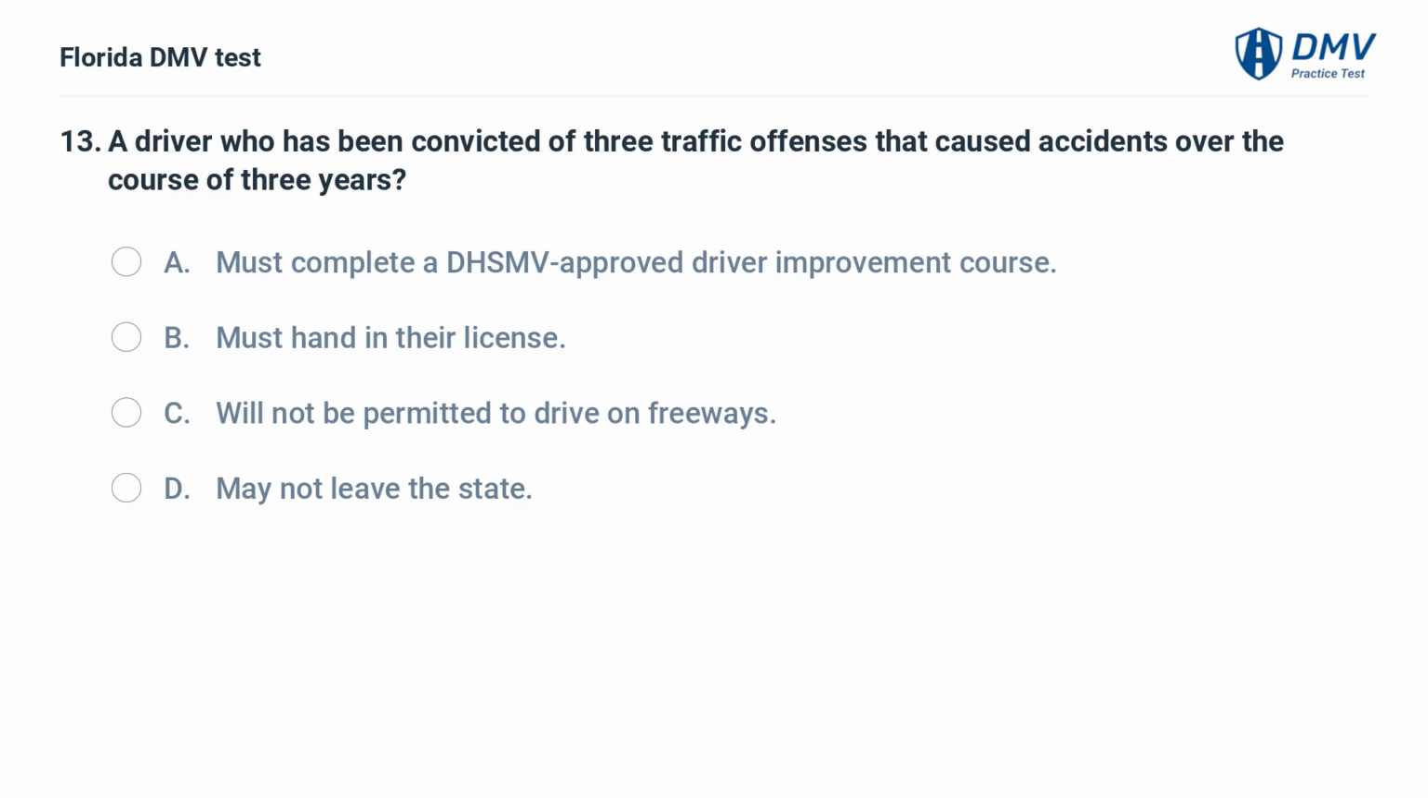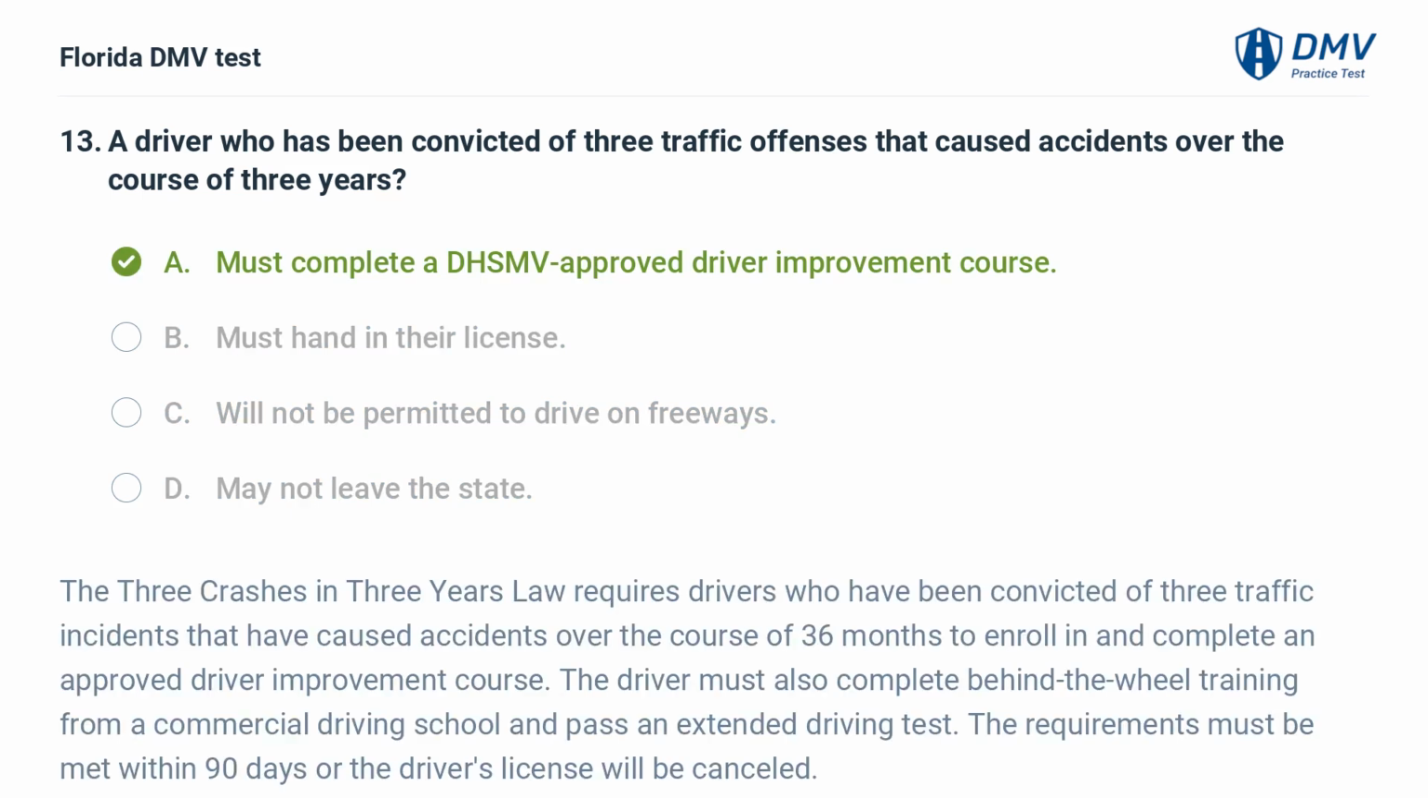A driver who has been convicted of 3 traffic offenses that caused accidents over the course of 3 years. A. Must complete a DHSMV-approved driver improvement course. B. Must hand in their license. C. Will not be permitted to drive on freeways. D. May not leave the state. A. Must complete a DHSMV-approved driver improvement course.